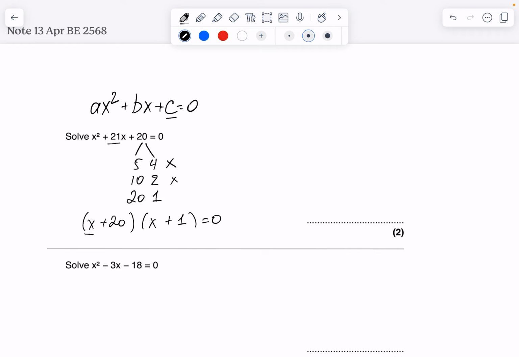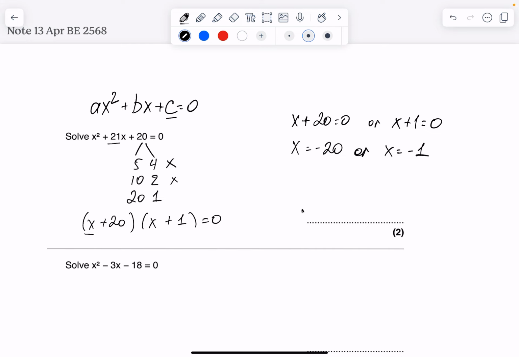All right, so now to solve this, you have to make each bracket equal to 0. So x plus 20 equals 0, or x plus 1 equals 0. So x equals negative 20 or x equals negative 1. So two answers. Your final answers are negative 20 and negative 1. That's it.